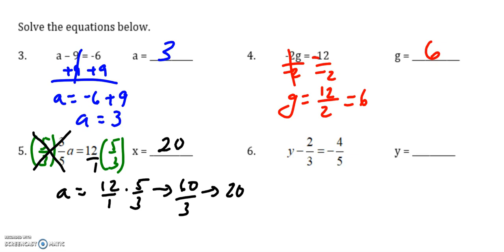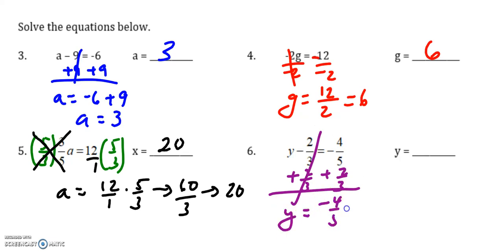Number 6. This time, the y is not alone because of the -2/3. And negative really means subtract, so I'd have to add the 2/3 to both sides. Cross them out here. Y then is equal to -4/5 plus 2/3.